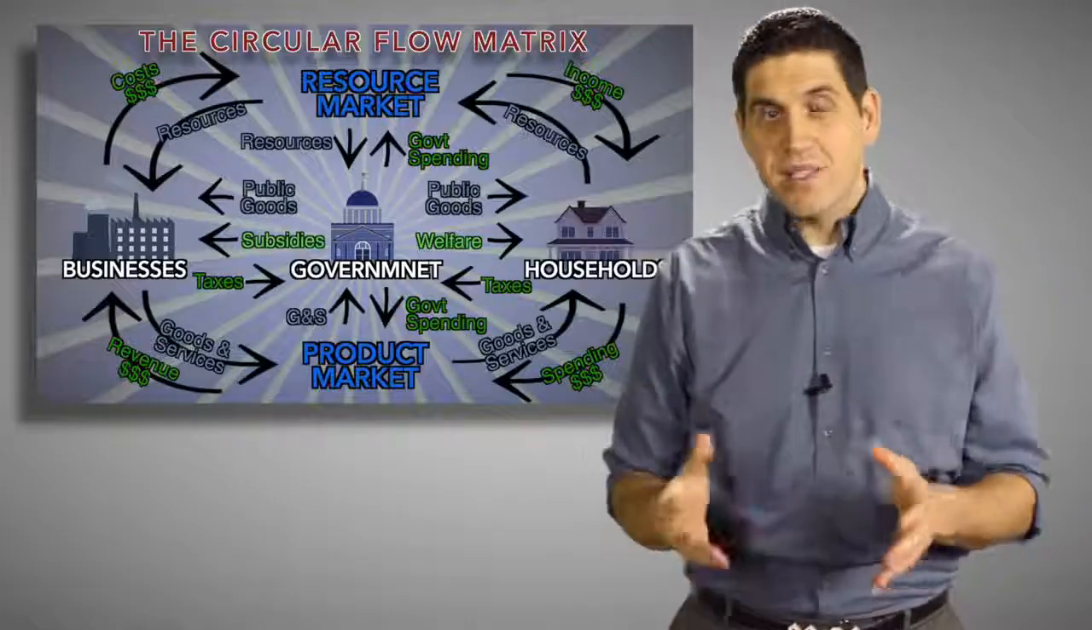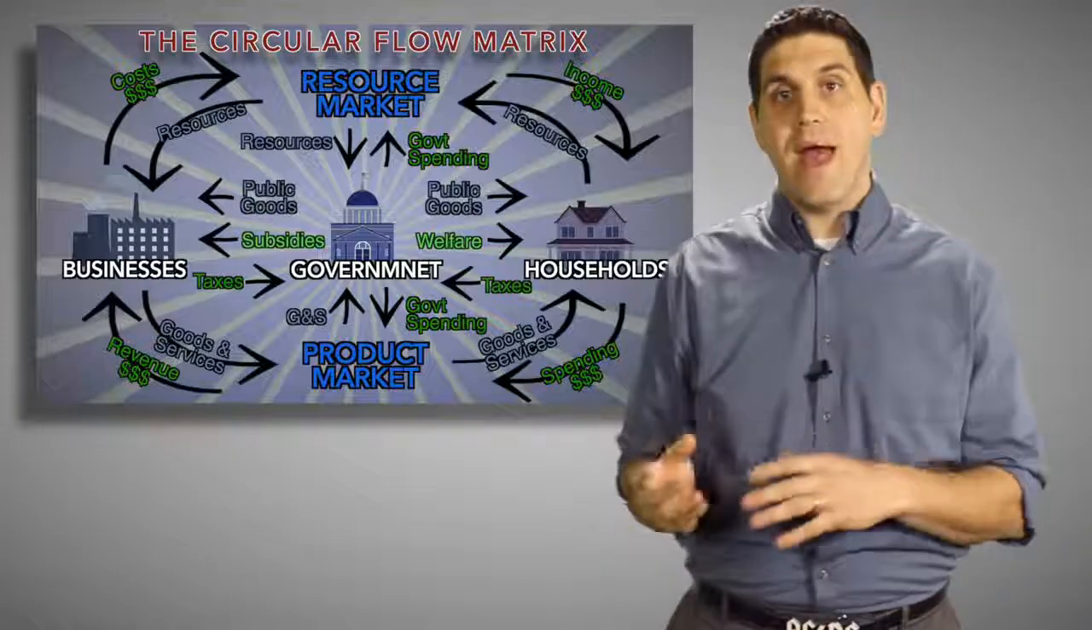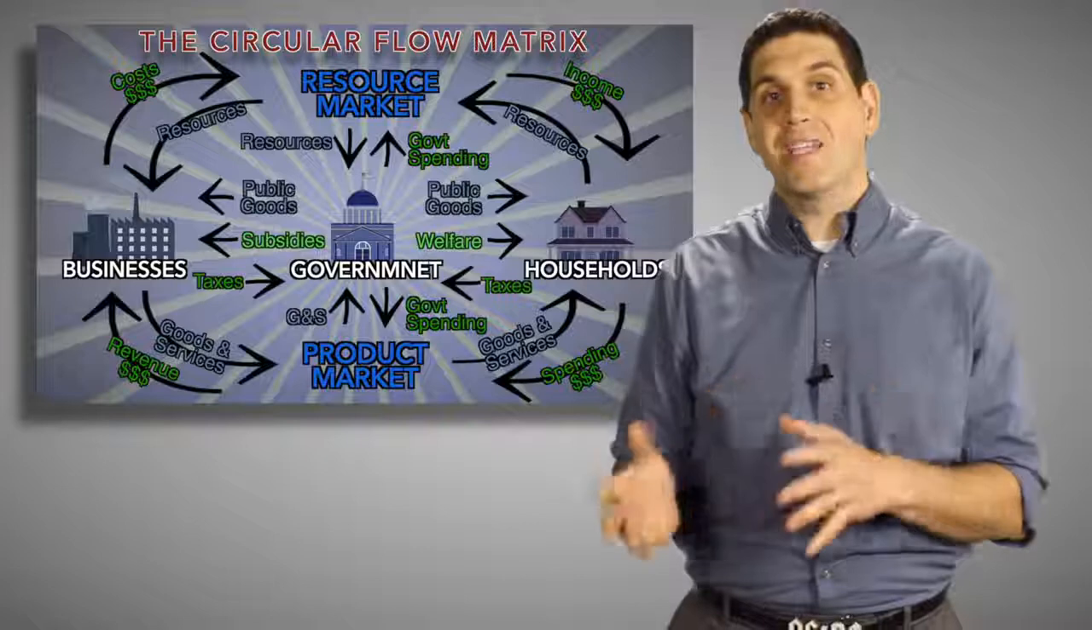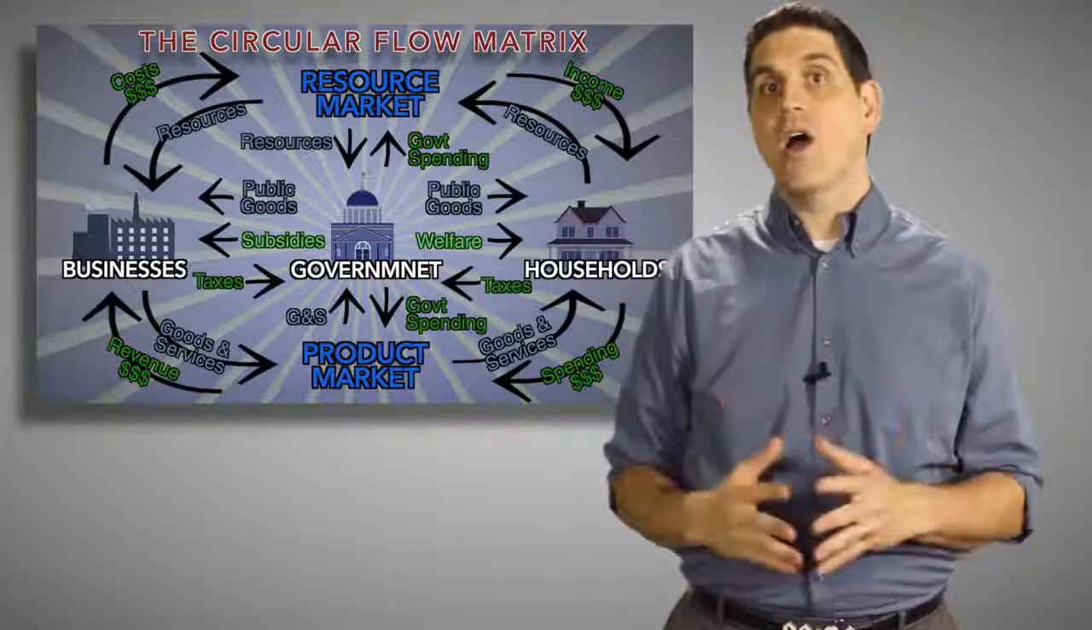Now, there's several things still missing from this matrix, including a financial sector where money isn't spent, it's saved and then loaned out, and also the role of other countries with exports and imports. But for now, this diagram gives you a pretty good idea of how a modern economy works.